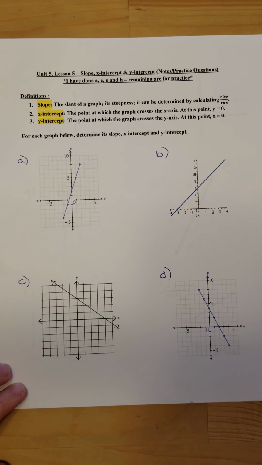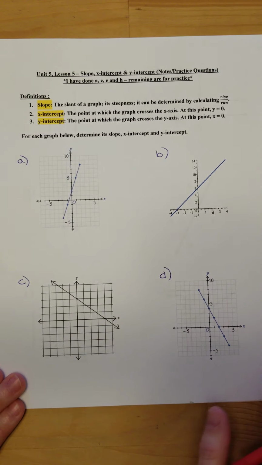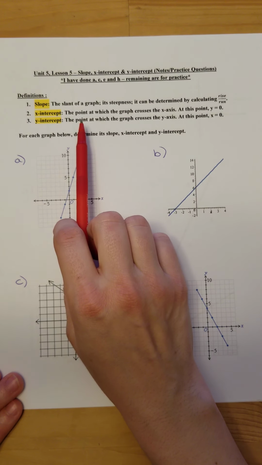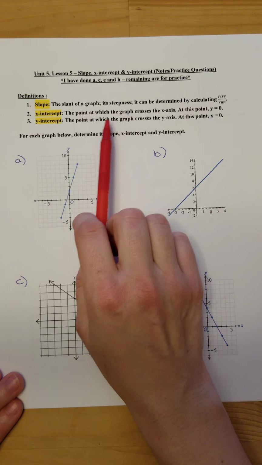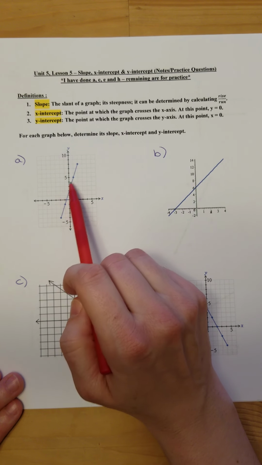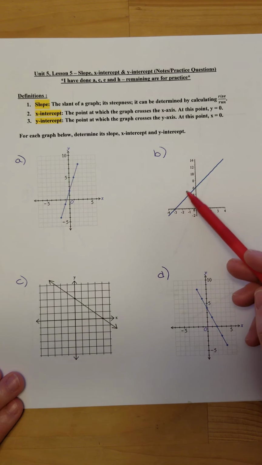So first I've just given you 3 definitions here. The first one is slope. Okay, so I said before that you may have seen this in grade 9. Slope is essentially the slant of a graph. It's steepness. So imagine like you're climbing this mountain, this line right here, if it were like a mountain or a hill, that's a very steep mountain. Okay, here it's not as steep.